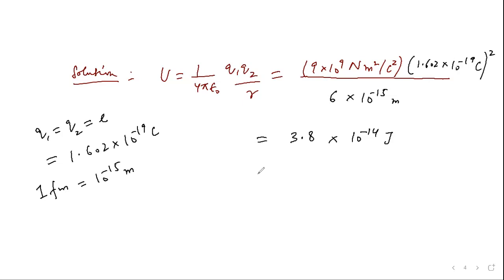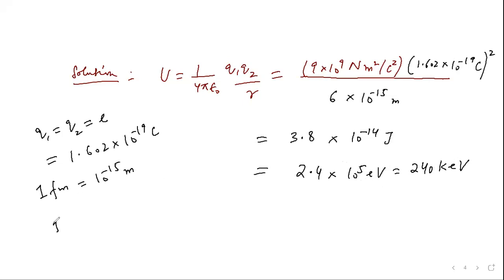And if I convert it into electron volts, it will be 2.4 into 10 raised power 5 electron volts, or I can write it as 40 kilo electron volts. So 3.8 into 10 raised power minus 14 joule is 2.4 into 10 raised power 5 electron volt, which is equal to 40 kilo electron volt.